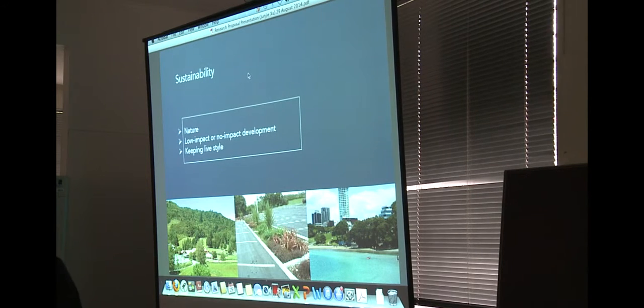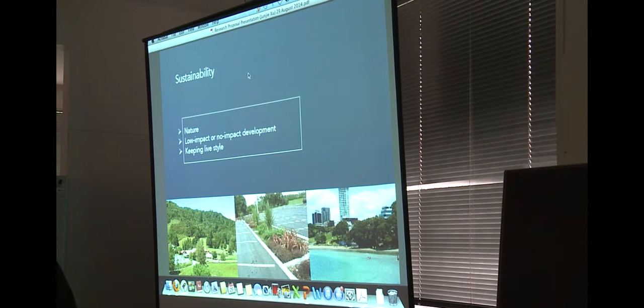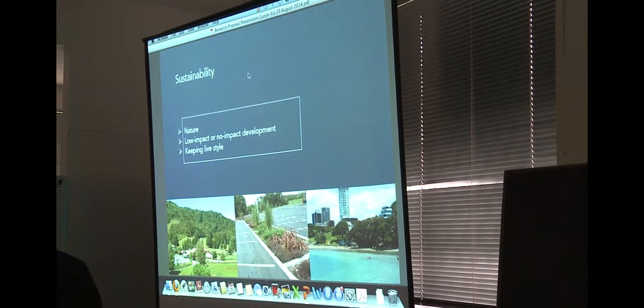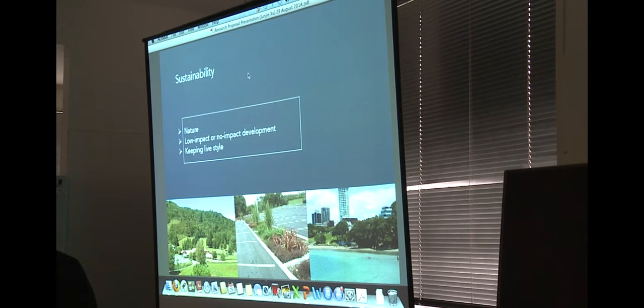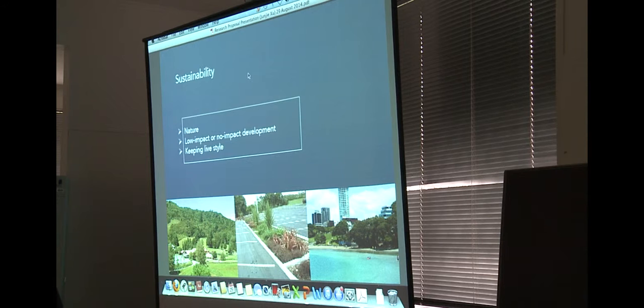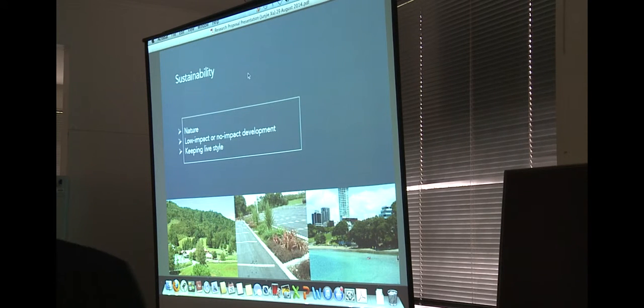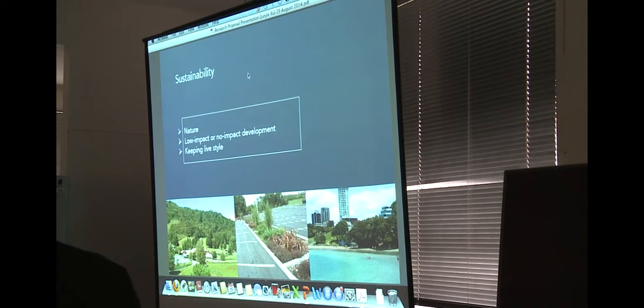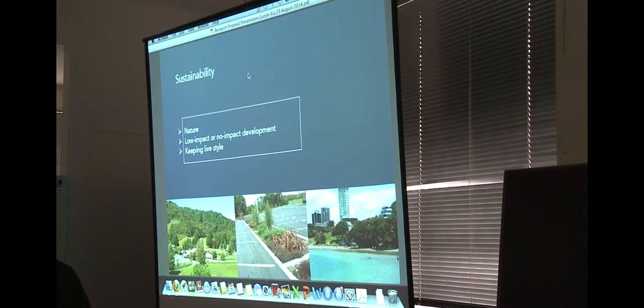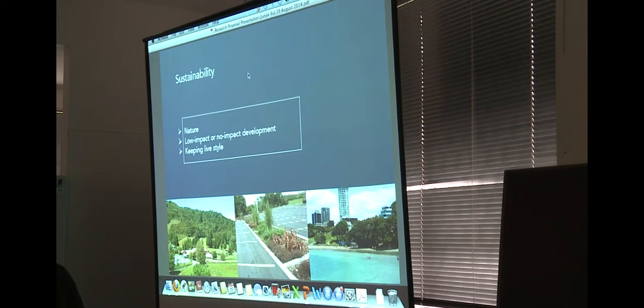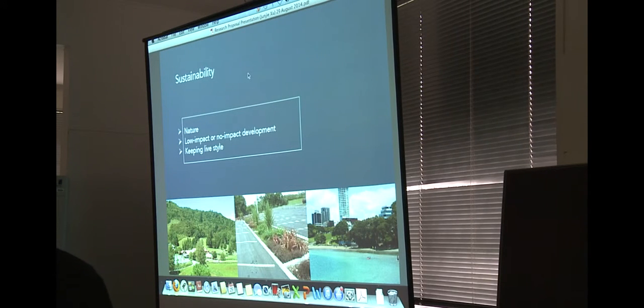In my opinion, the sustainability should be natural, and I try to use low impact or no impact techniques to develop my project, and to keep the lifestyle and develop the PV lifestyle in the city area. Maybe there are a lot of things to do. So this is the job of what I should do in the next step.